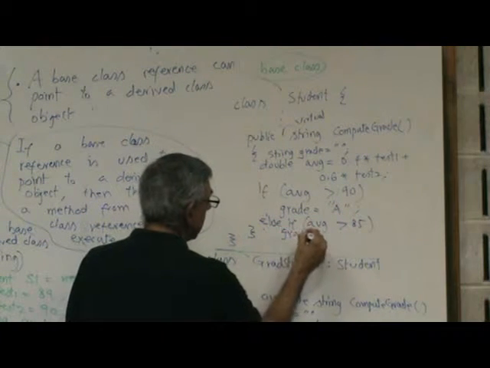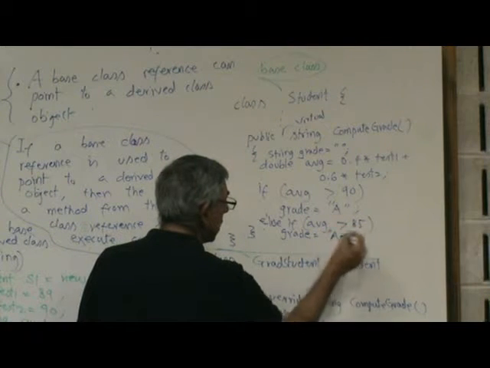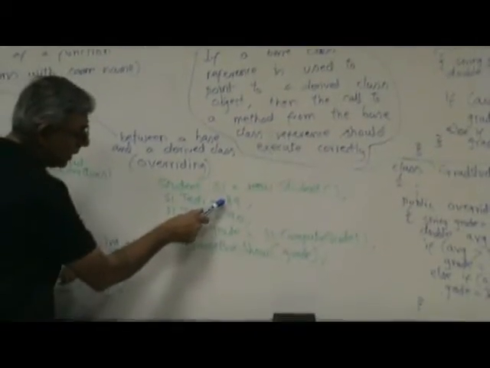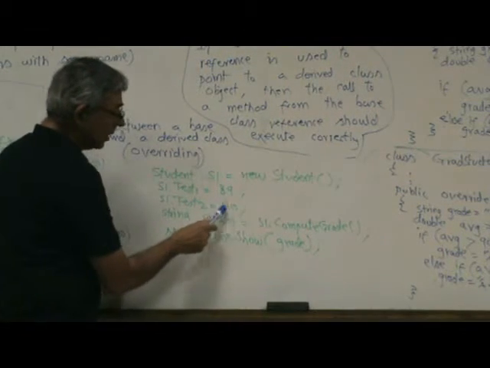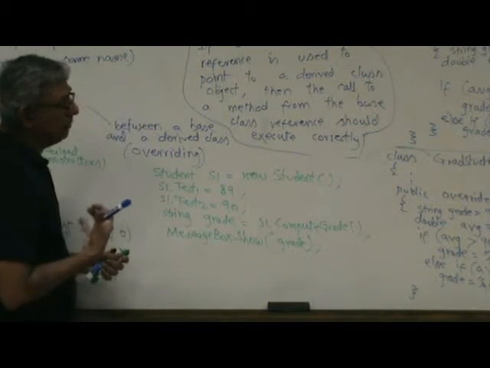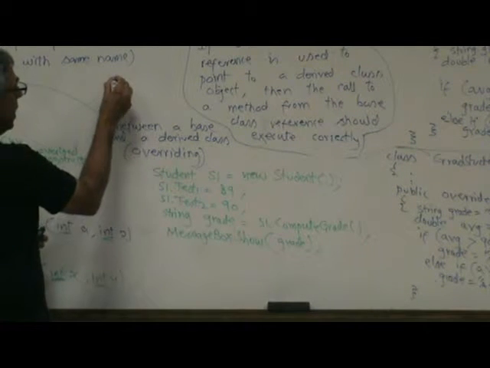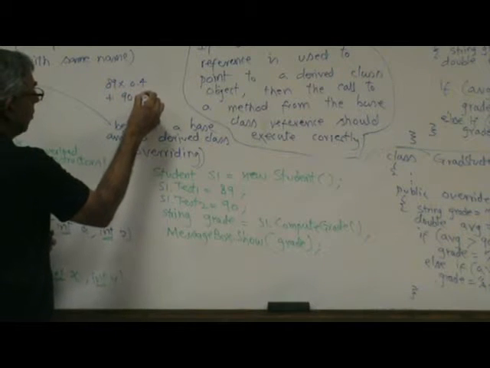So else, let me also put else if avg is greater than 85, then grade equal to A minus. Okay, so anyway, you can see this is given 0.4 weight, this is given 0.6 weight. So if we did the average, will it come out to be greater than 90? No. Why not? 89 times 0.4 plus 90 times 0.6.